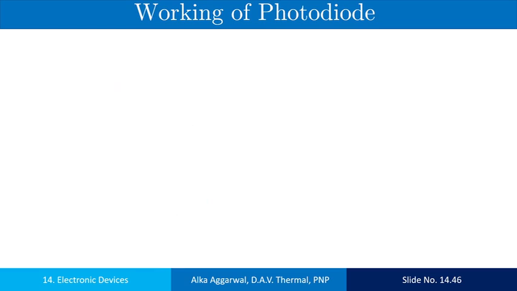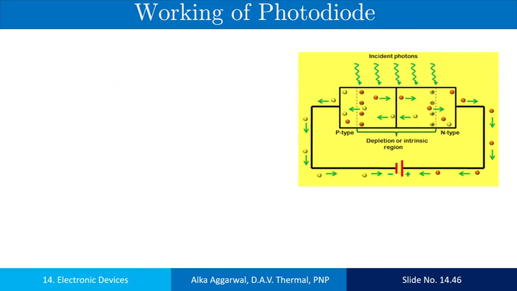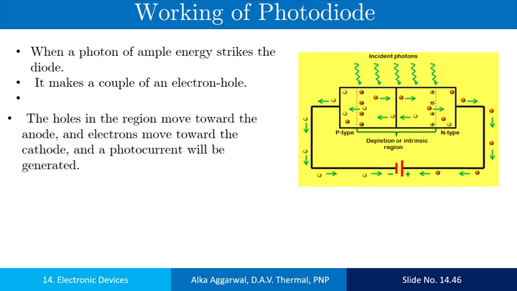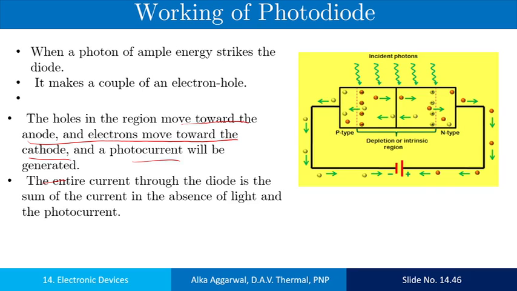Working of the photodiode. Photodiode is a special purpose diode and it works under the reverse biasing below the breakdown voltage. When a photon strikes the diode, an electron-hole pair is generated. The holes move towards the anode and the electrons move towards the cathode, and photocurrent will be generated.